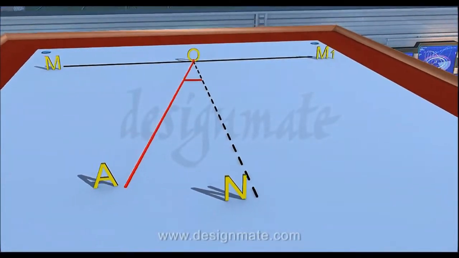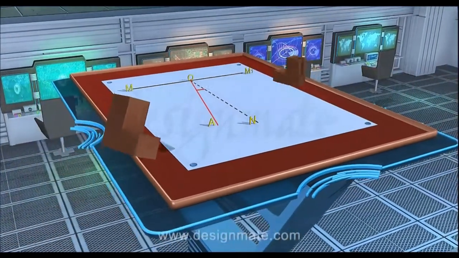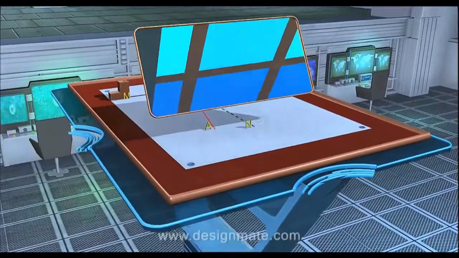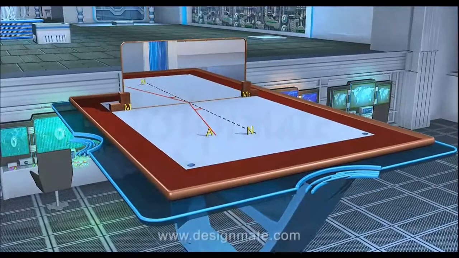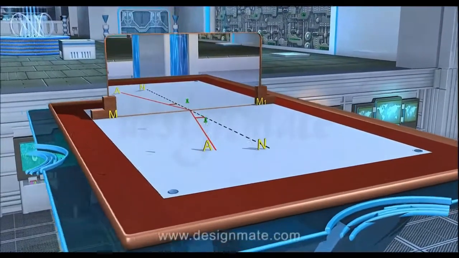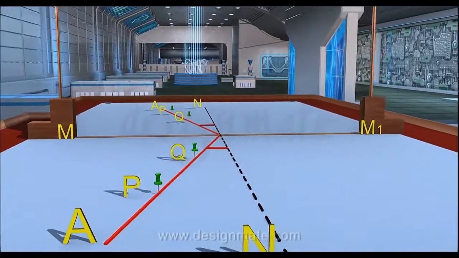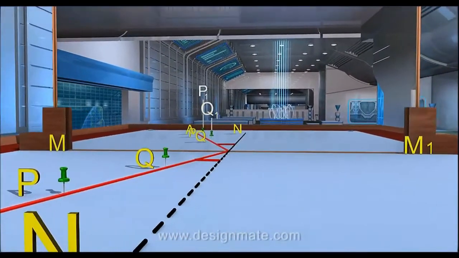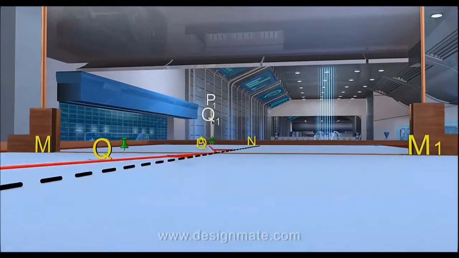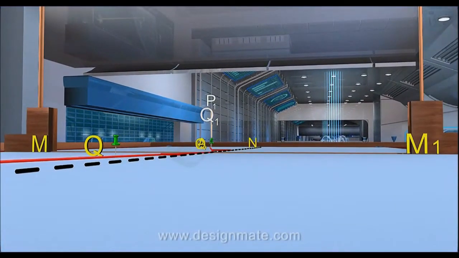Now, with the help of a stand, place vertically a smooth plane mirror on line MM1. Fix 2 pins P and Q upright on the ray AO. Observe the images P1, Q1 of P and Q from the other side of the normal in such a way that both of them lie on the same line.